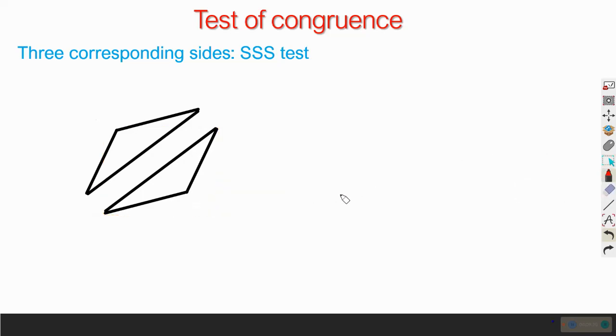If I name this triangle P, Q and R, understood? And if I write here X, Y, Z, I can say that P I made corresponding with X, Q is in correspondence with Y, and R is having correspondence with Z.